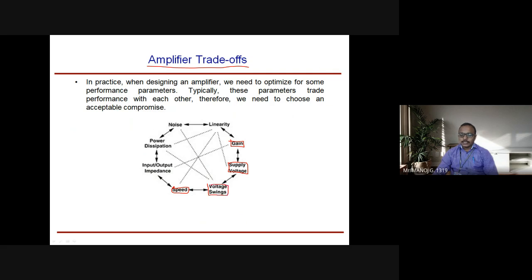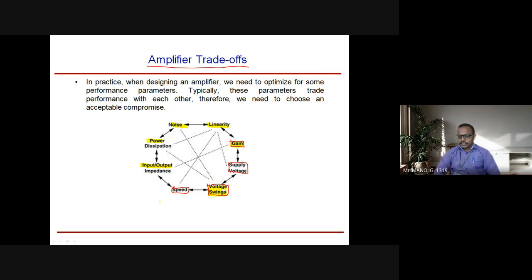Basically, these two are very, very important as far as a designer is concerned. That is the voltage swing. They are major parameters and the gain. Gain is very, very important for an amplifier. There are other trade-offs, like we will be studying when you are designing it. It is the input-output impedance, power, noise, and linearity. Linearity we already saw, right? So these are the major trade-off parameters. And obviously, when you increase one, definitely the other one will decrease.